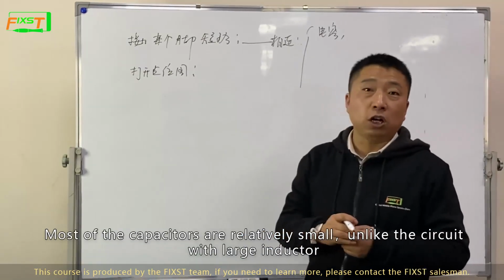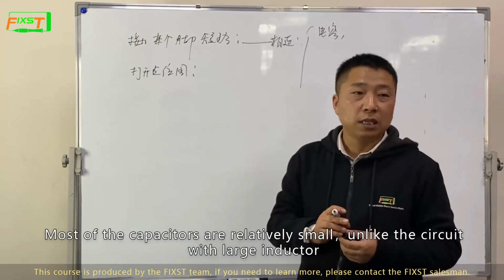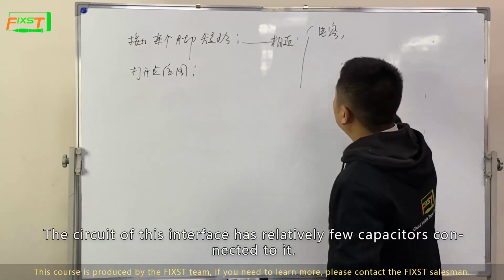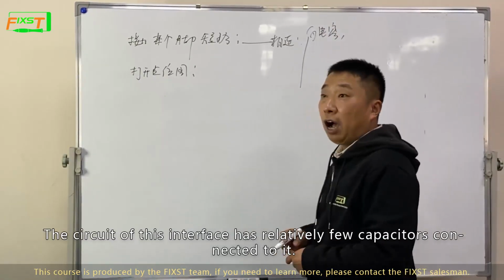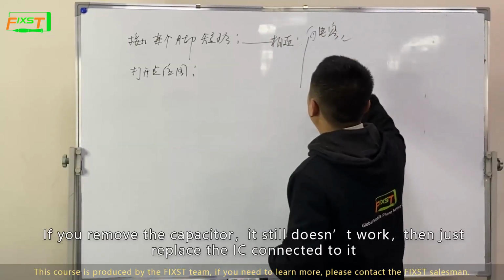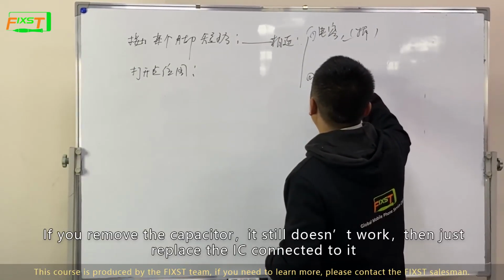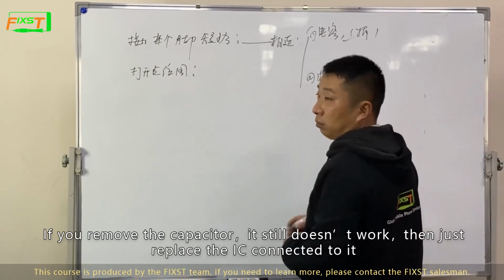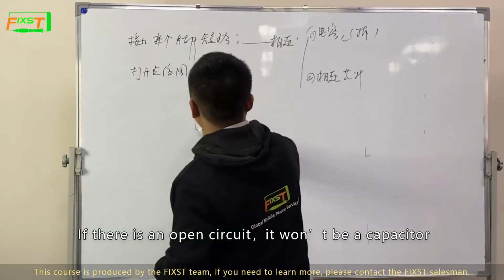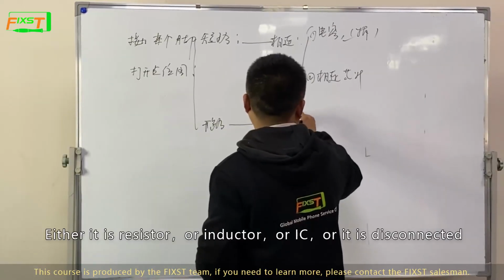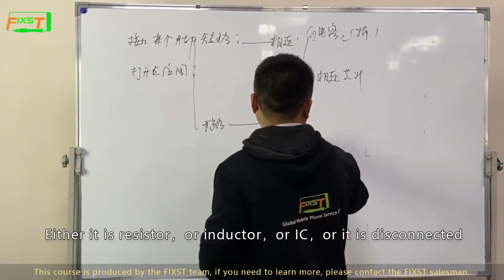Most of the capacitors are relatively small, unlike the circuit with the large inductor. The backend has more capacitors. The circuit of the interface has relatively few capacitors connected to it. If you remove the capacitor and it still doesn't work, then just replace the IC connected to it. If there is an open circuit, it won't be a capacitor. Either it is a resistor or inductor or IC, or it is disconnected.